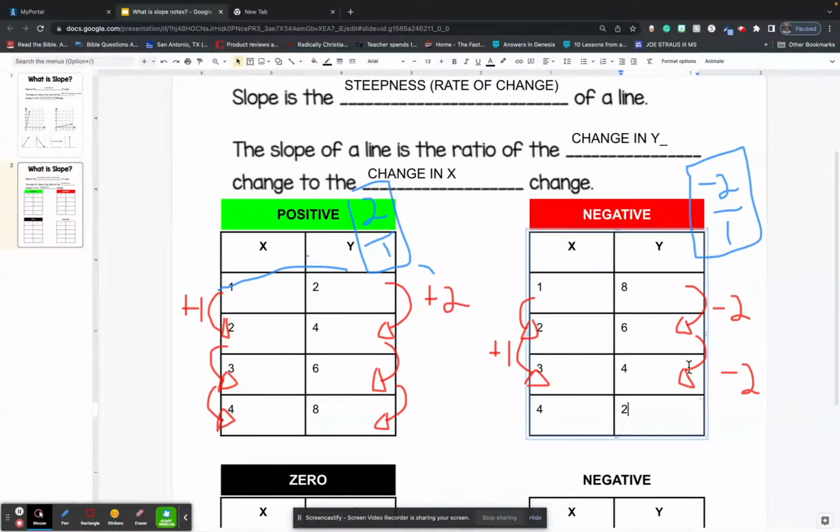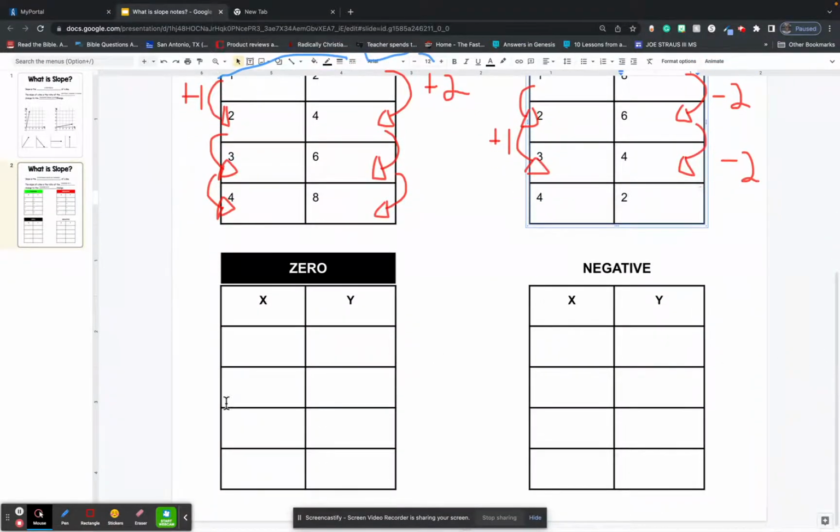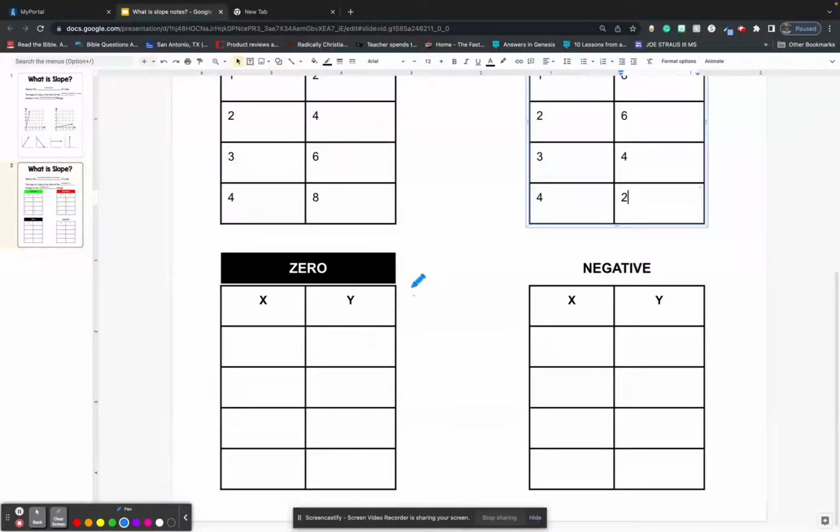All right. At the bottom, for time's sake, zero slope. Remember, that's when slope was flat. That's when the graph looked something like this. It was just a flat graph. That means the y is not changing. So anytime you see it all the same, like let's say it's just 5, 5, 5, and 5, but the x is going up, but the y isn't changing, that's zero slope. All right.